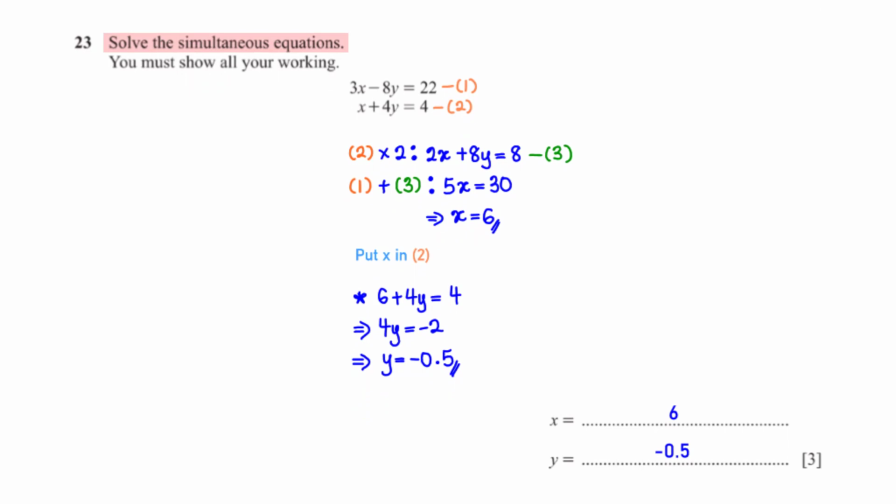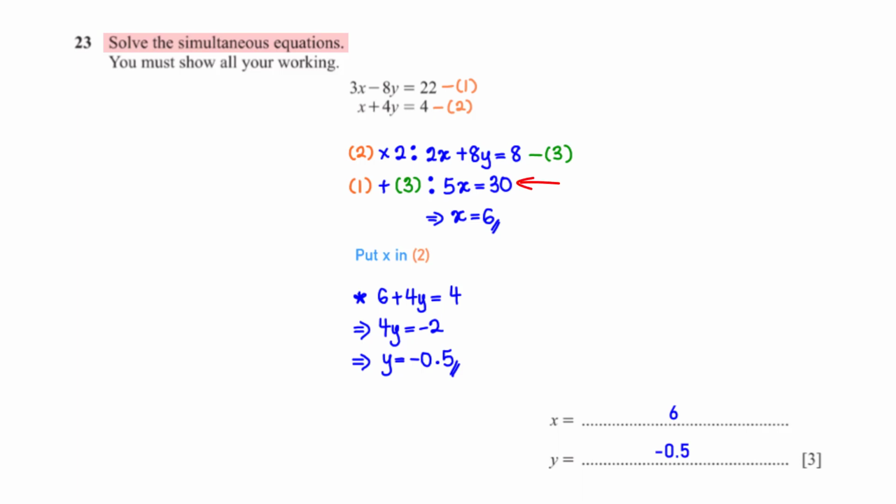Solve the simultaneous equations. You must show all your working. First, let's label the given equations. We will be using the elimination method. We want to eliminate y, so we multiply equation 2 by 2. This gives us 2x plus 8y equals 8, which we've labeled as equation 3. Now that we have minus 8y in equation 1 and 8y in equation 3, we can eliminate y by adding equation 1 to equation 3.